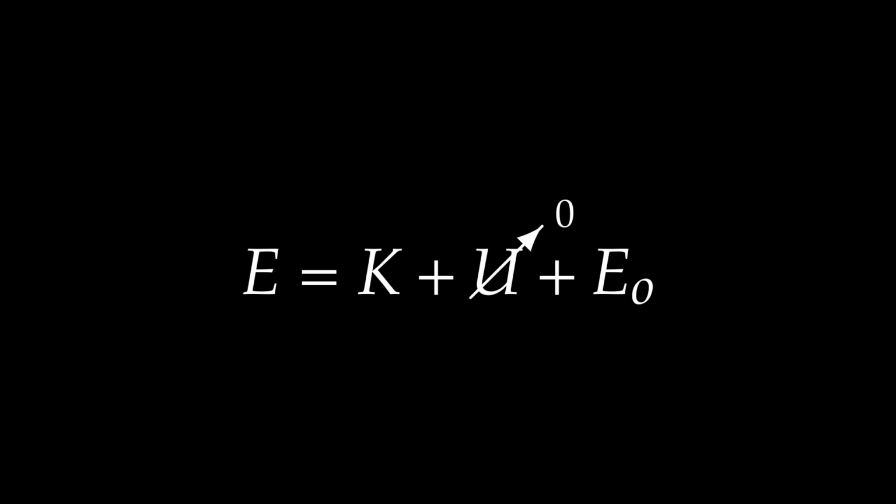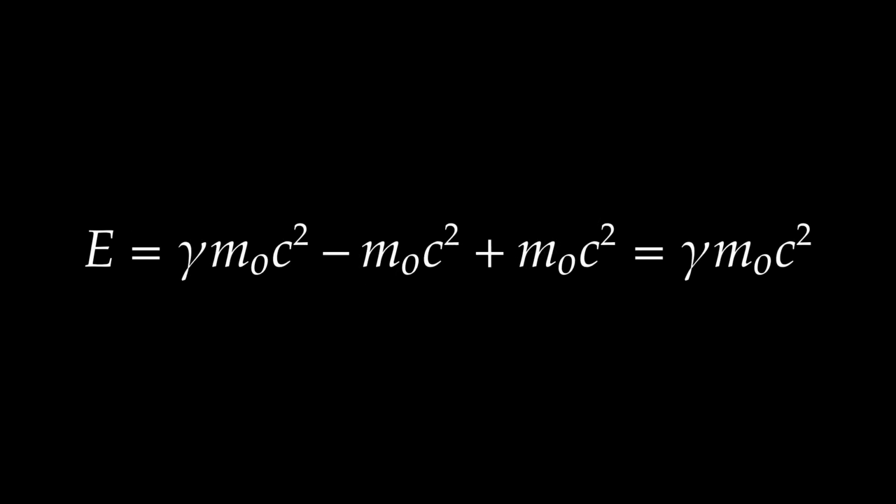Well, this total energy then is equal to the kinetic energy, which is gamma m naught c squared minus m naught c squared, plus the rest energy, which is m naught c squared. The m naught c squared minus m naught c squared goes away, and I'm left with the total mechanical energy of the system being equal to gamma m naught c squared. But recall that gamma times m naught is equal to m. And so my final result for the total mechanical energy is m c squared.